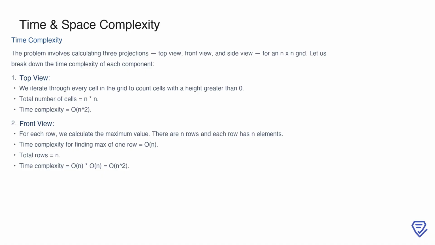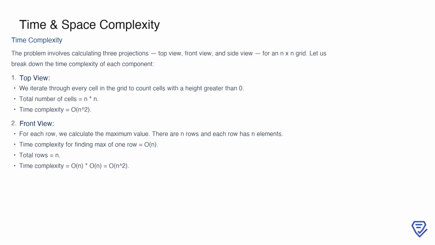To analyze the time complexity of this problem, we need to break it down based on the three projections we need to calculate: the top view, front view, and side view. Starting with the top view, we iterate through every cell in the n by n grid to count how many cells have a height greater than 0. Since there are n rows and n columns, the total number of cells in the grid is n squared. Each of these cells needs to be checked, so the time complexity for this step is n squared.